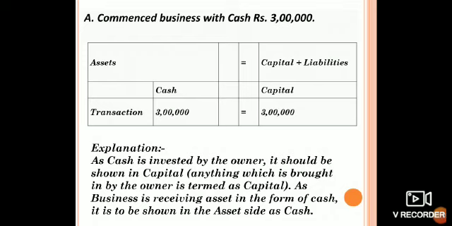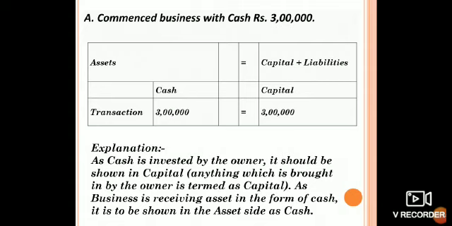This is the first transaction in a business. Commence business with cash rupees 3 lakh. The owner of the business is investing 3 lakh as cash in the business. Let us see how this transaction is given effect under both the assets and liabilities side.